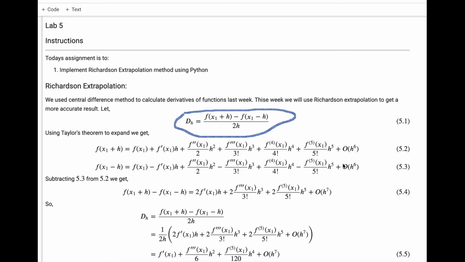Hello students, in today's lab we will be talking about Richardson extrapolation. Before we start, I want all of you to remember our last video on numerical differentiation.